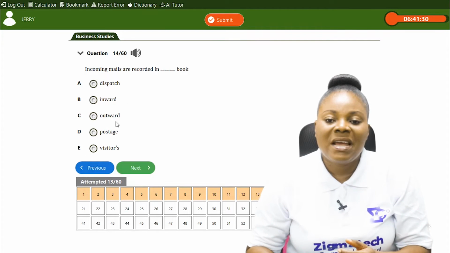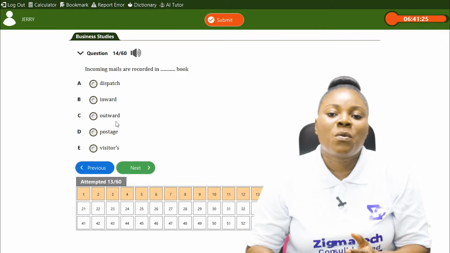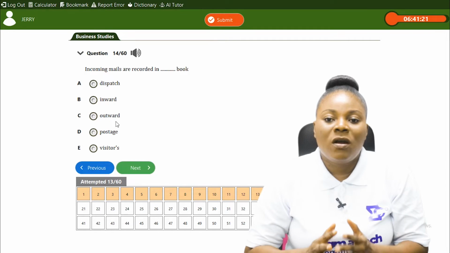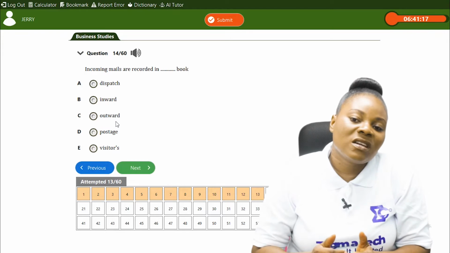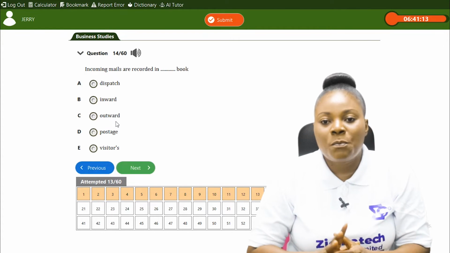Option C, which is the mail outward book, is a register or the book where we record letters that have been prepared for postage, or letters ready to be taken out of the organization to another organization or to the post office for postage.